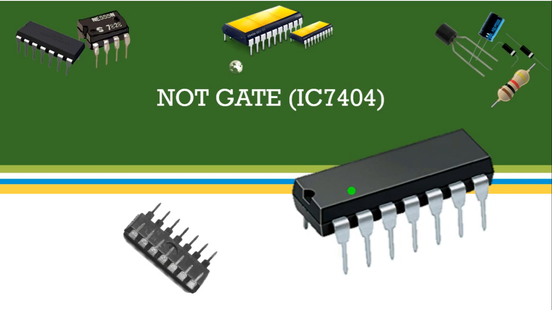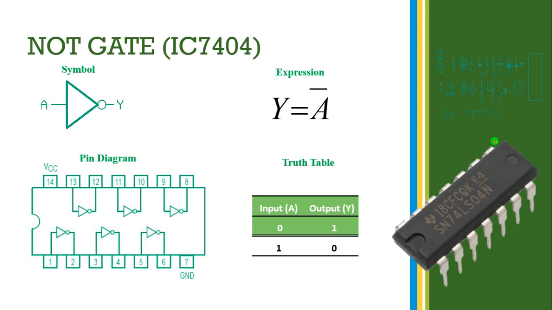Which IC supports the NOT gate? IC 7404. Okay, this is the IC 7404. This is a 14-pin IC. This is the first pin, the second, third, fourth, fifth, sixth, and seventh. This is the 8th pin, 9th, 10th, 11th, 12th, 13th, and 14th. These are pins 1 to 7, and 8 to 14 in reverse order.